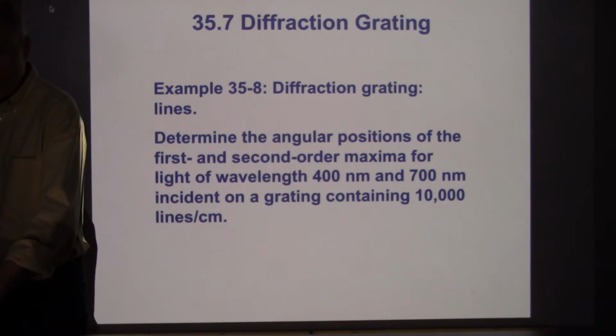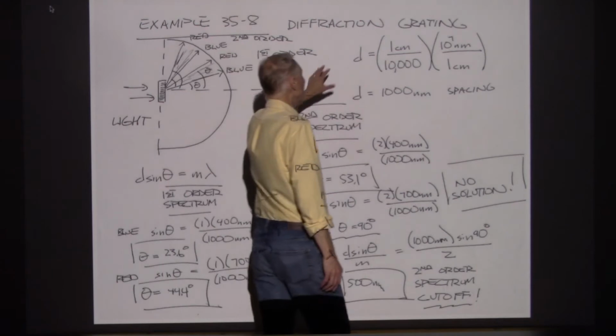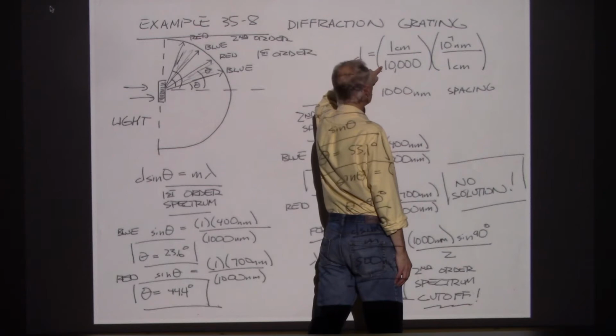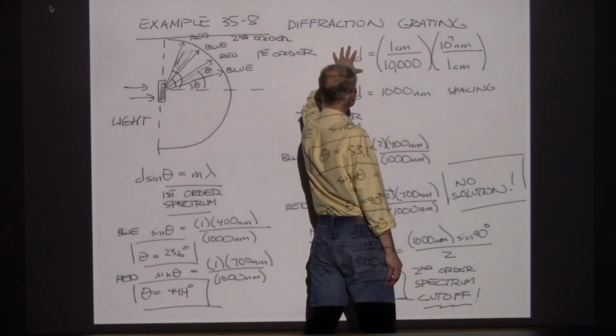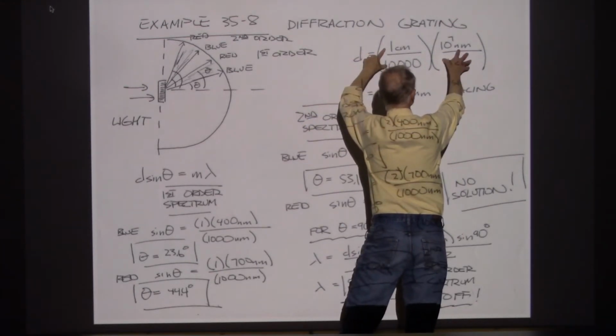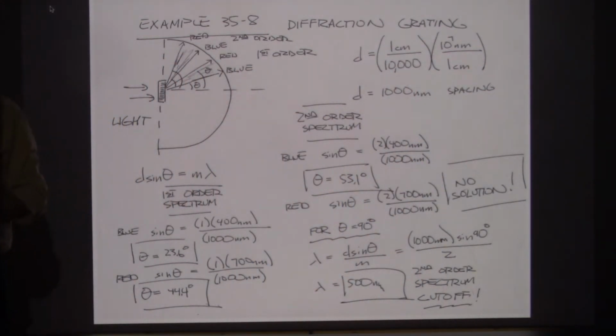Now this grating has 10,000 lines per centimeter. Let's see what its properties are going to be. I want to find out what the d value is. To find out the d, I take the 1 centimeter, divide by 10,000 lines per centimeter. That'll give me a d value in centimeters, but I want that in nanometers, so I'm going to convert into nanometers, and that gives me a d value of 1,000 nanometers. So the etchings on this diffraction grating occur every 1,000 nanometers as we scan across the diffraction grating.